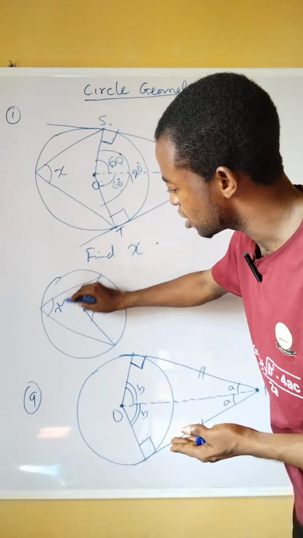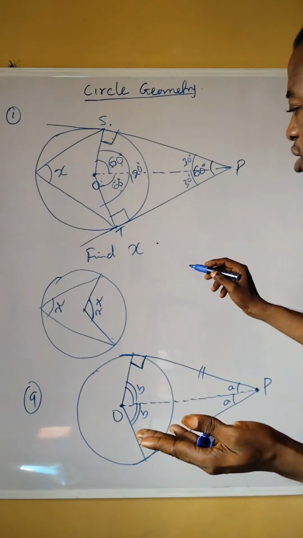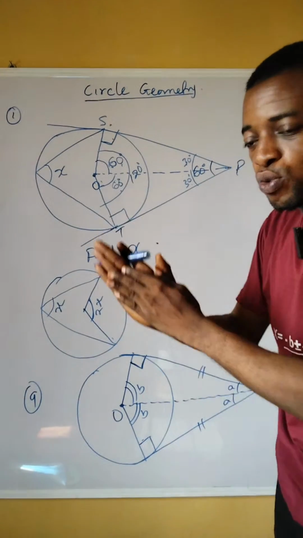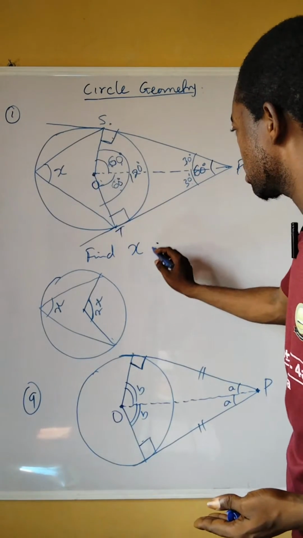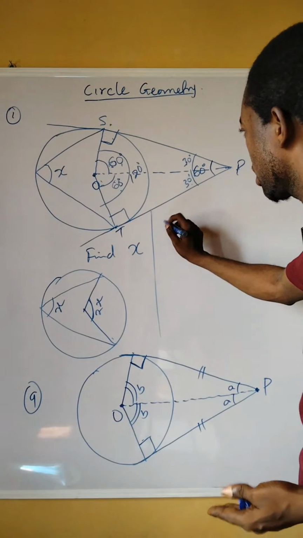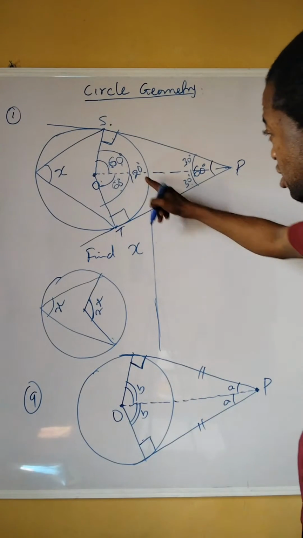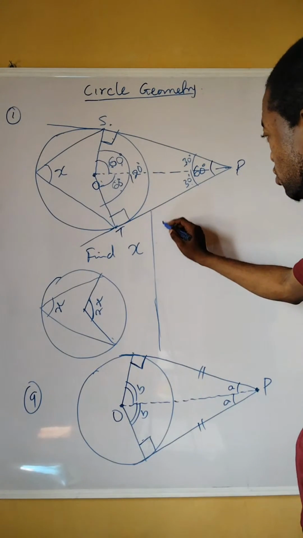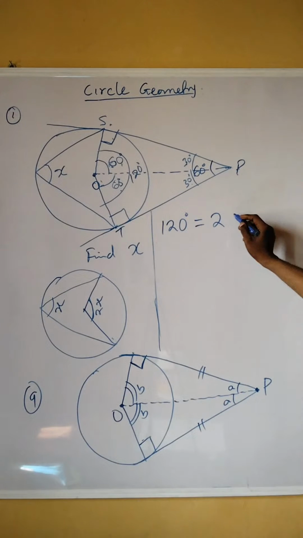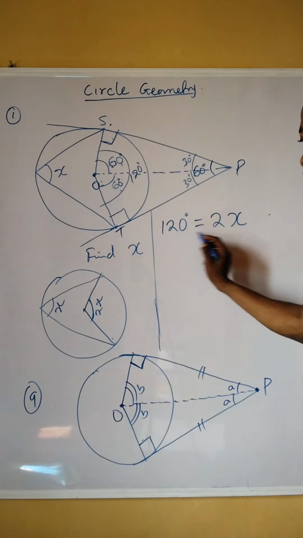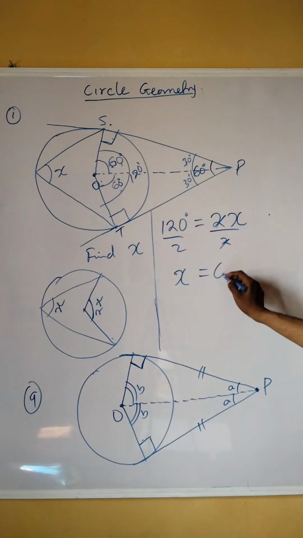So each angle at circumference is x. Angle at center will be what? 2x. So angle at the center is double that of the circumference. So we can say that angle at circumference that we are finding, or if you don't want to be confused, you can say that angle at the center, that's 120, right? So 120 degrees, angle at the center is equal to 2 times angle at circumference. Then divide both sides by 2 to get your x. It means x is now equal to 60 degrees.